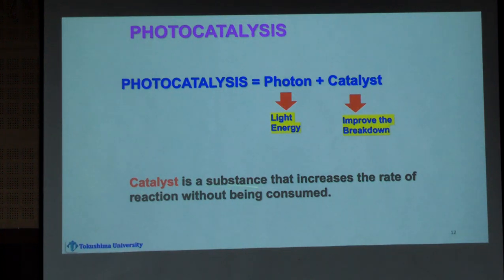So a catalyst is a substance that increases the rate of reaction without being consumed. This term is very important: without being consumed, okay? It breaks down the material. Like if I want to go to that door, somebody will push me to the door and he will come back here. If the next person comes, he will push again. Without being consumed, nothing will happen to him. So the substance called a catalyst helps increase the rate of reaction without being consumed.